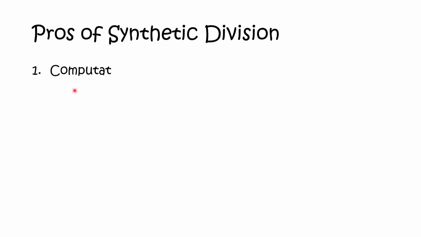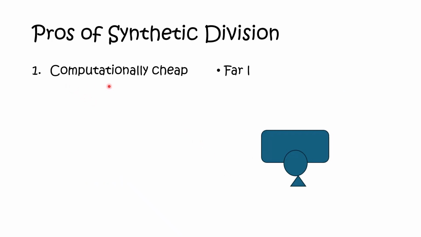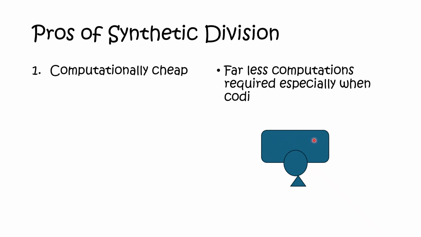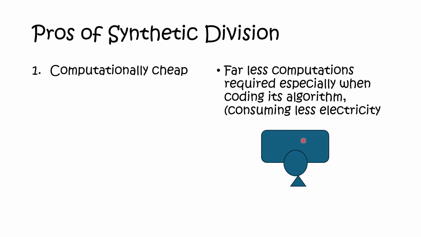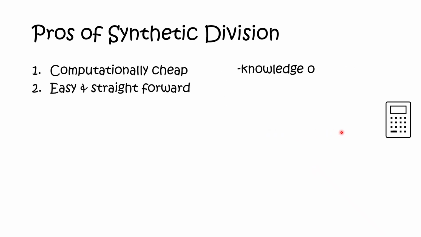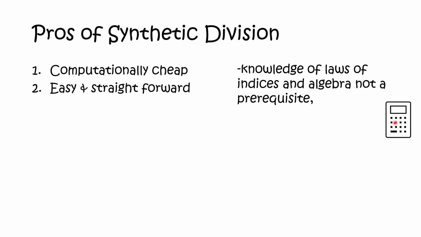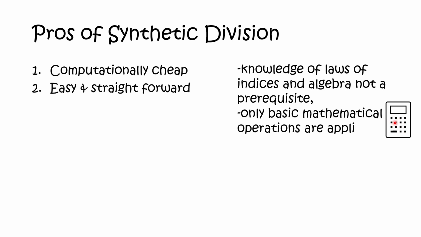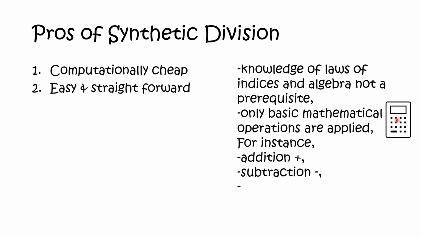The pros of the synthetic division. 1. Computationally cheap, as it requires less computations, and for those who are in the coding of its algorithm, you would know that it uses less electricity and resources. 2. Easy and straightforward. Prior knowledge of laws of indices and algebra are not a prerequisite, since we'll be using basic mathematical operations, like the addition and multiplication.